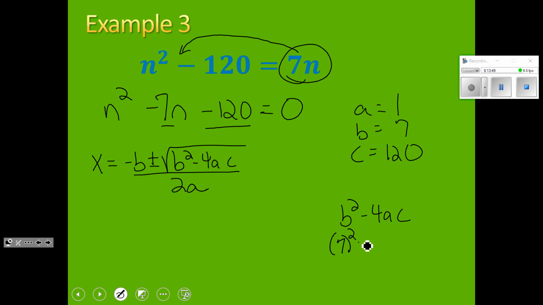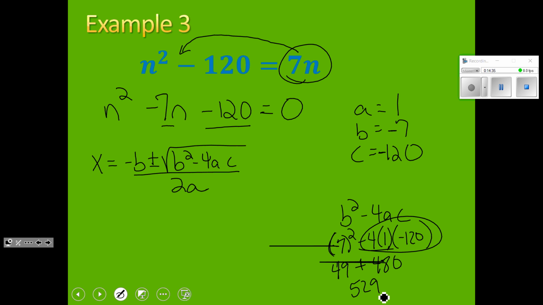So 7 squared minus 4 times 1, oops, and this is negative 7, negative 120. So that's negative 7 squared, sorry about that, and negative 120. Do make sure you put negative 7 in parentheses, because if you don't, you will not get the right answer. So negative 7 squared is 49 positive. Then I'm going to multiply negative 4 times 1 times negative 120. So I'm going to add 480. And when I add 480 to 49, I get 529.